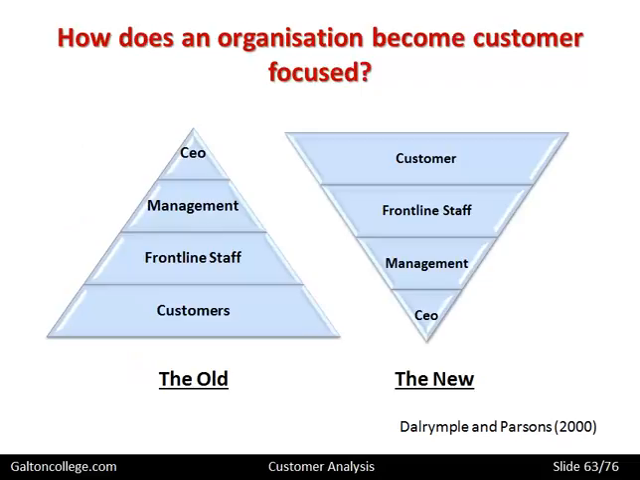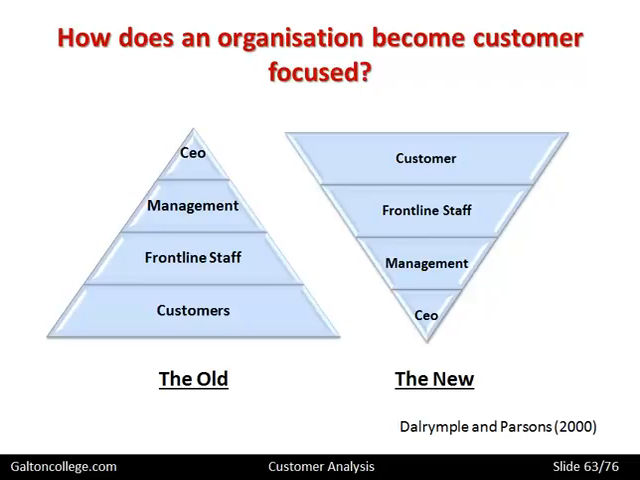So we have two views of organizations. The old view, where the CEO was at the top and the management was underneath, and the frontline staff, perhaps the marketing staff or the aftercare, after sales service people were next, or whoever. And then they have the customers at the bottom. That was the old view. And that's versus the new view, which is the customer at the top. The customer is the most important. Then the frontline staff, very important. Then the management. And in a sense, least important is the CEO.